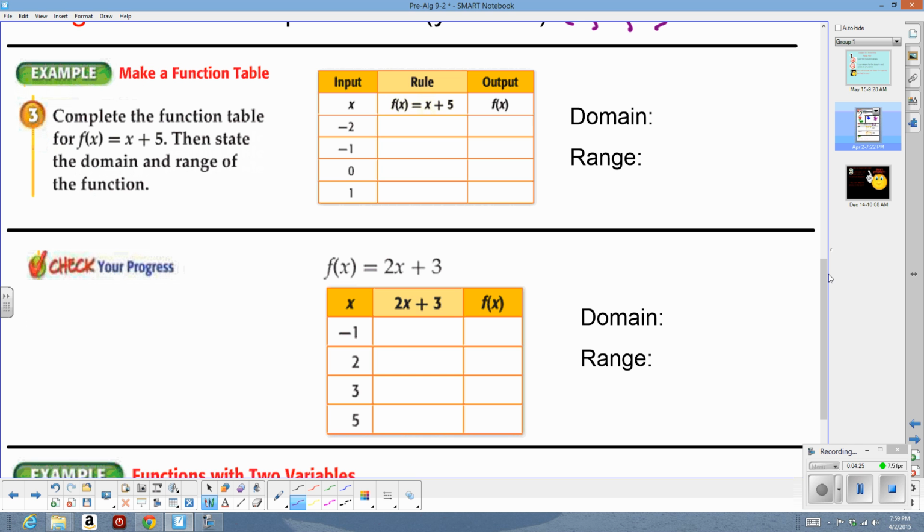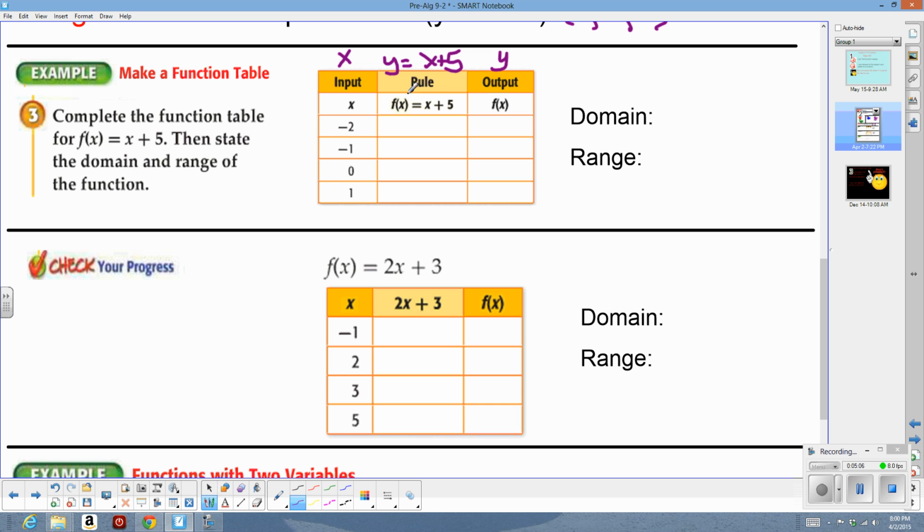So in example 3, it asks us to complete the function table for f of x equals x plus 5, then state the domain and range of the function. You've probably done tables like this before, where you put in something for x, do the math, and see what comes out. So it really is the same thing as you've done before, except they're written in function notation. This f of x equals x plus 5 really is the same thing as y equals x plus 5. And we're going to put in something for x and see what comes out for y. So right in here is where we're going to show our work.